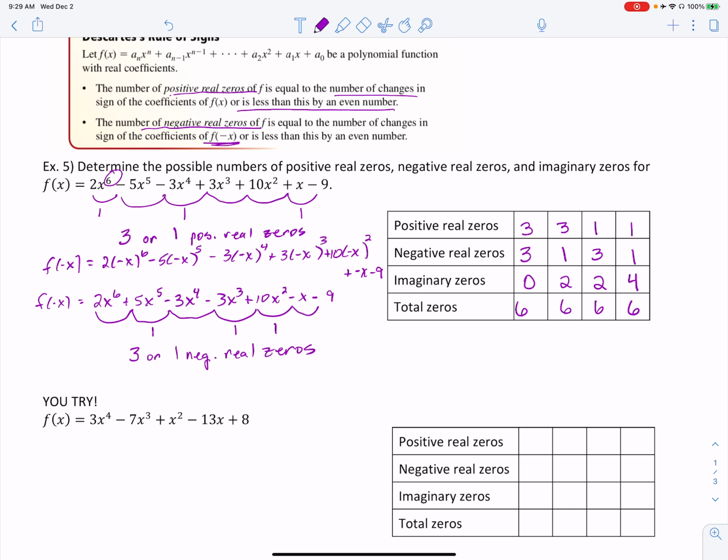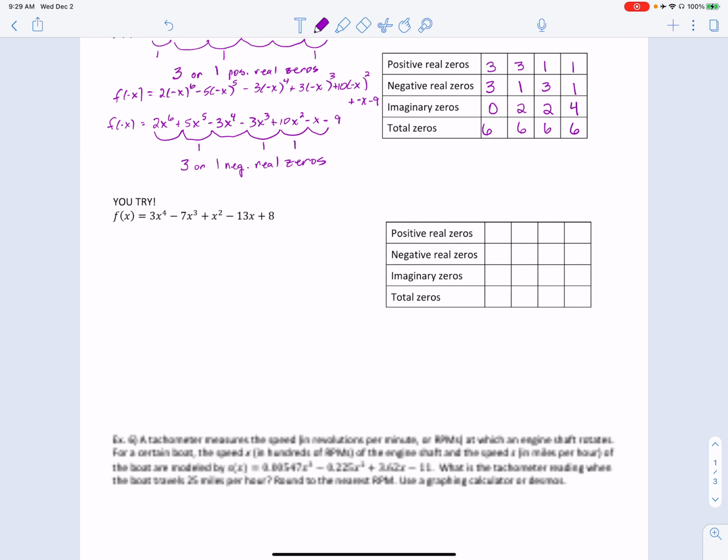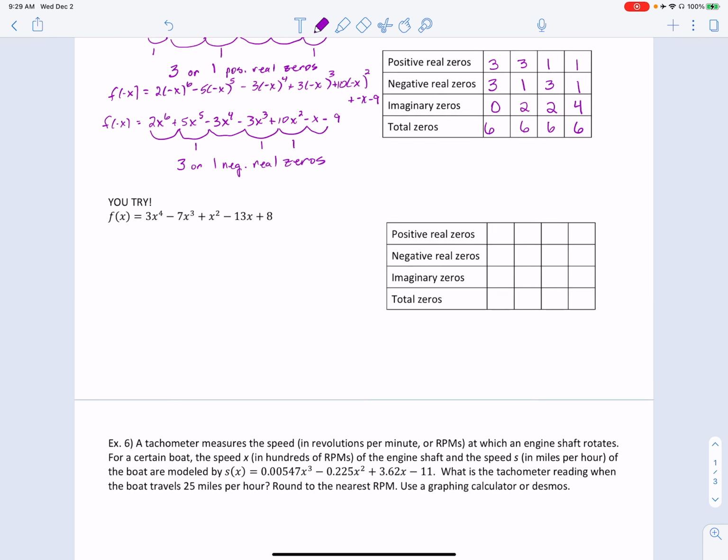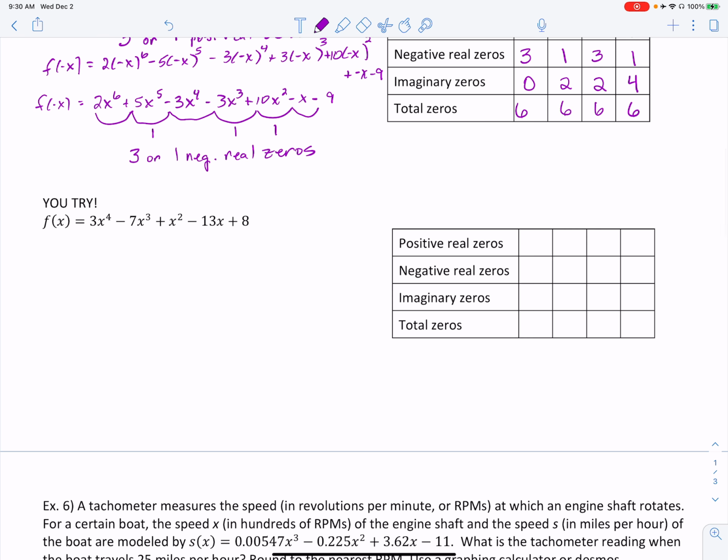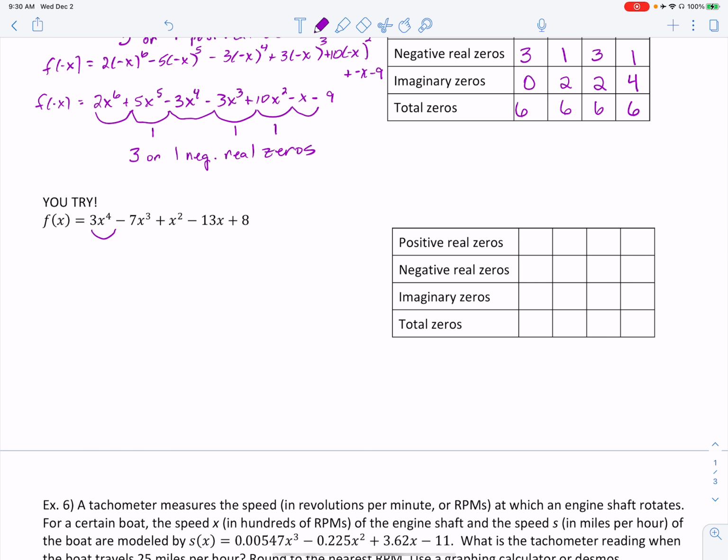So you could pause and see if you can do the next one on your own, or we'll just go ahead and go through it here. So you start by counting the number of sign changes. 3 is positive to -7, that's one sign change. And then -7 to a +1 is another sign change. And positive x to a -13 is another sign change. And -13 to +8 is another sign change.